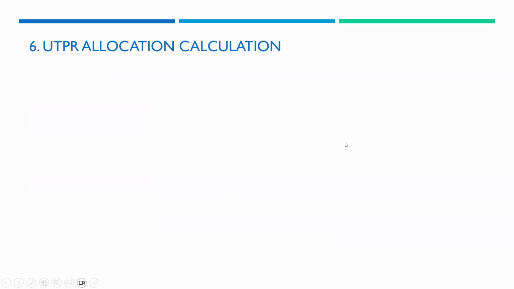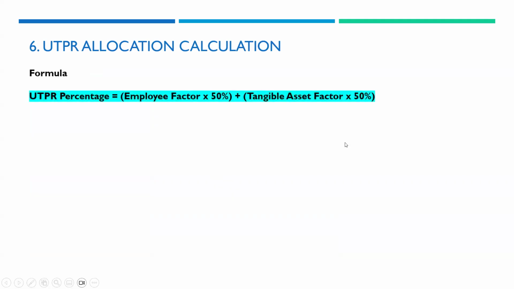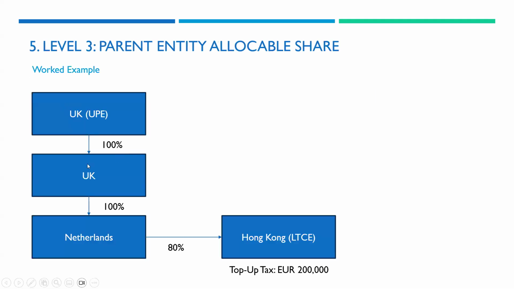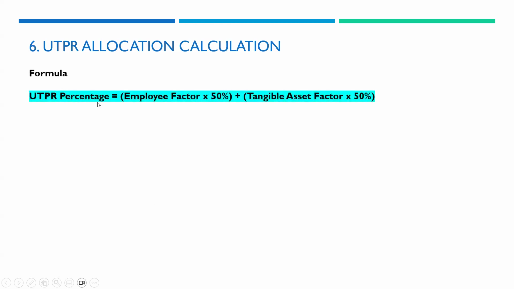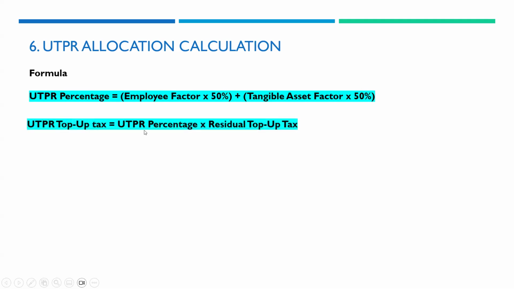Now, UTPR, we had a whole session yesterday or day before yesterday on how to calculate. You know how to calculate. After you get the first part, you have to calculate the UTPR percentage. Who will pay UTPR? Other constituent entities, right? These guys. Now, for that, I have to find the UTPR percentage of each guy. I have to find the employee factor and tangible asset factor, right? Into 50%. Then UTPR tax is that UTPR percentage into residual top up tax. Now, you tell me in this question, what is the residual top up tax?